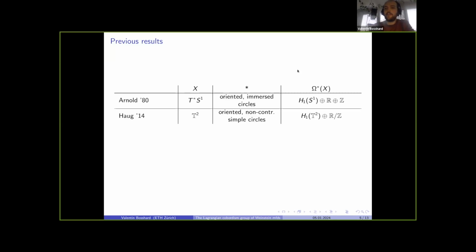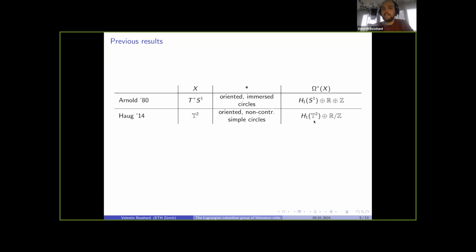There were some more computations for surfaces, this time the compact surface, the 2-torus. Haug considered, in 2014, non-contractible simple circles. And this was already viewed towards a story where you can do Floer theory as well. Actually the computation is quite hard. It's not a short paper. So already in dimension 2, things are not so easy. And there's also some mirror symmetry going on in this paper. So it's not at all trivial.